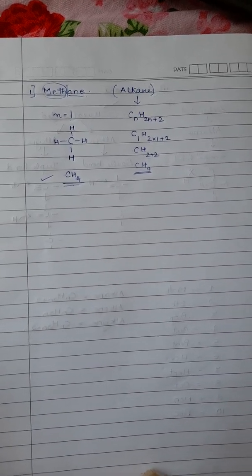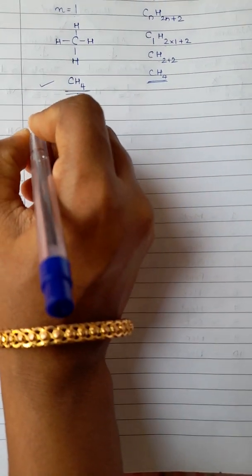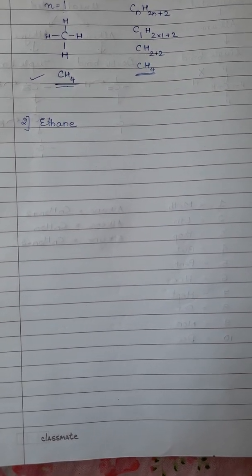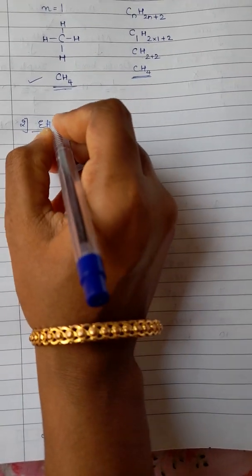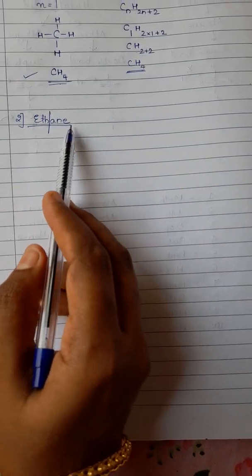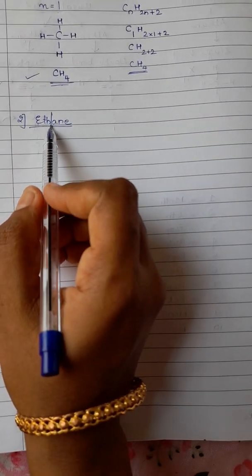Let's look at another example. The second example we take is that of ethane. Okay, now this is a question given to us. We have to find out what is ethane. What do we do? We first divide the word into 2. Okay, so we have ETH as the prefix and ANE as the suffix. So now you have ETH.